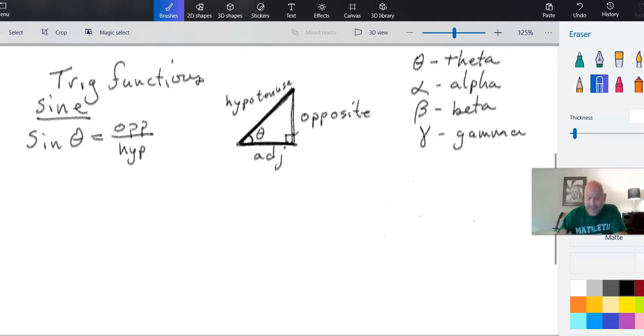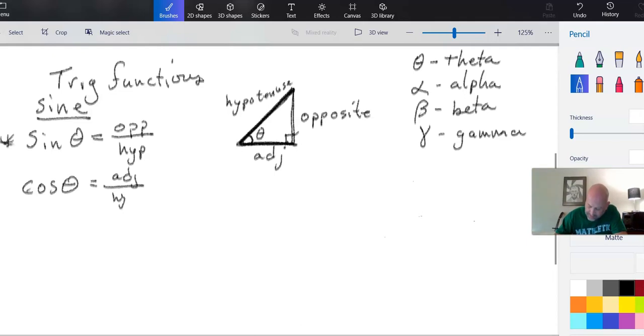Okay. Now, we started with sine. Now we have cosine. Cosine is the adjacent divided by the hypotenuse. And then tangent. These are your big three: sine, cosine, and tangent.